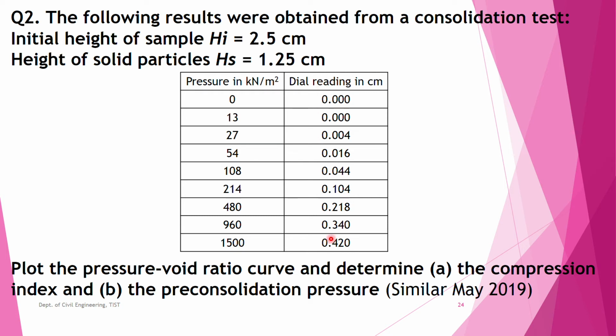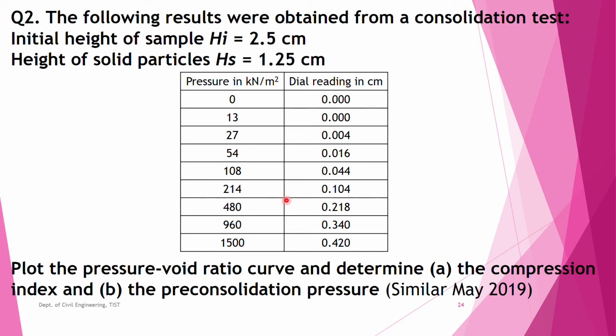The dial gauge reading is not directly given; it is converted to centimeters and the value is given. We need to plot the pressure-void ratio curve and determine the compression index and the preconsolidation pressure. A similar question was asked in the university exam in May 2019.